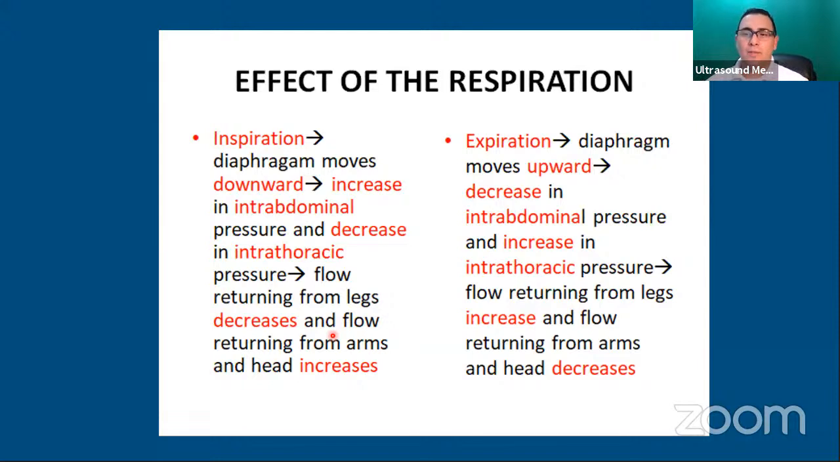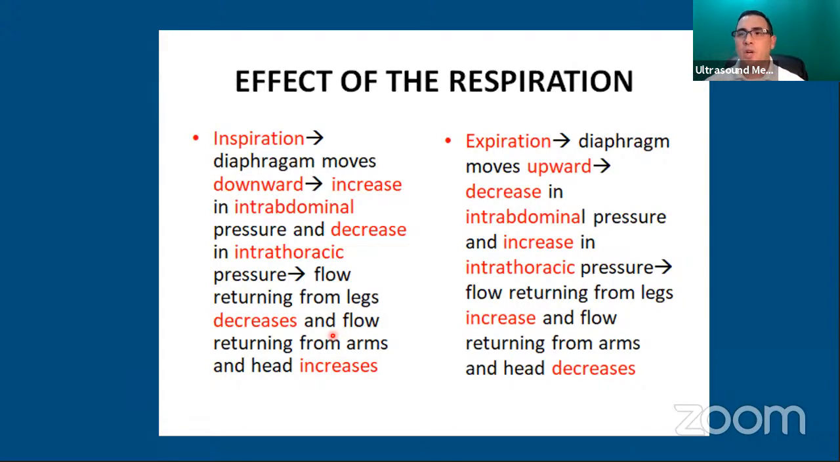So that will make the flow that is coming from the legs decrease, and the one that is coming from the arms, the neck and the head is going to increase. All right, so the flow through the inferior vena cava is going to decrease. The flow through the superior vena cava is going to increase.